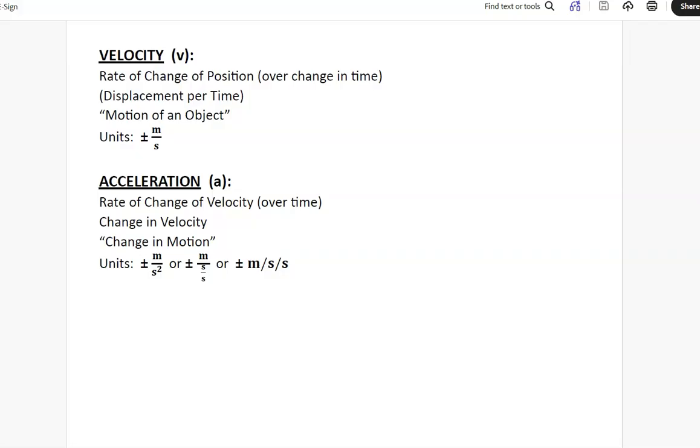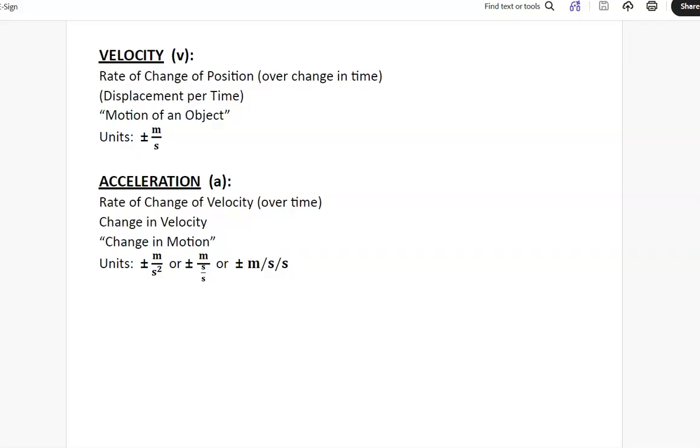The units we typically use for velocity are meters per second, and we have to give it a direction, and for most calculations, that direction will be either a positive or negative sign. If we're talking about horizontal motion, to the right is positive, to the left is negative. If we're talking about vertical motion, up is positive, down is negative.